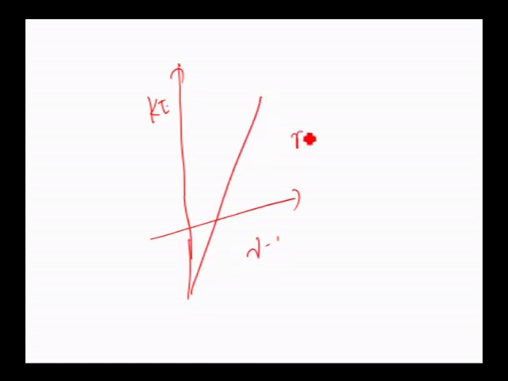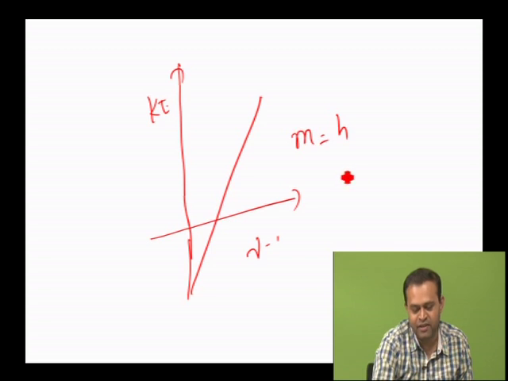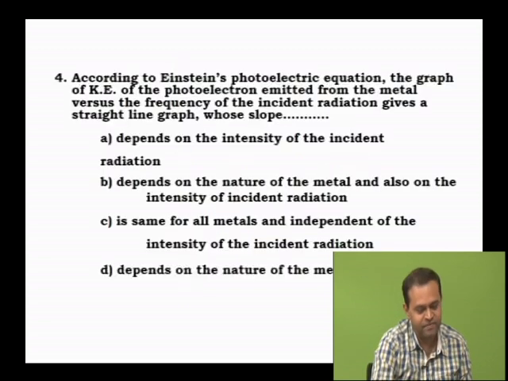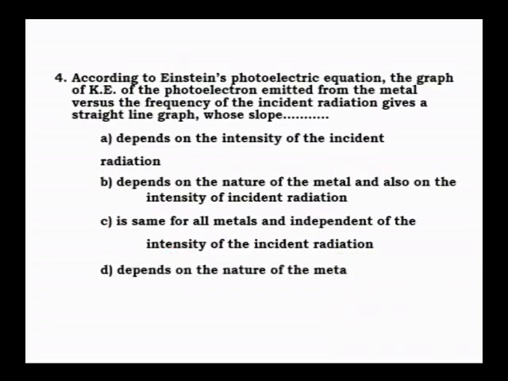I told in the graph of kinetic energy versus frequency, you will get a straight line graph, correct? What does slope represent? Slope is equal to Planck's constant. That means it is the same for all metals and is independent of intensity of incident radiation. Whatever be the value of intensity of incident radiation, definitely there is no change in Planck's constant value. Therefore, option C is correct. Third option. Clear?